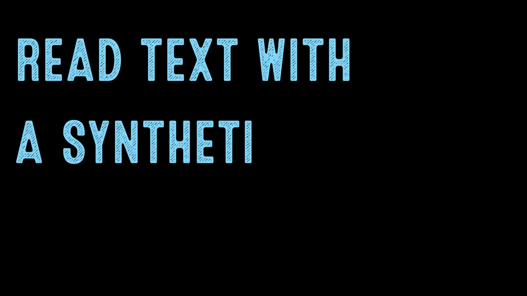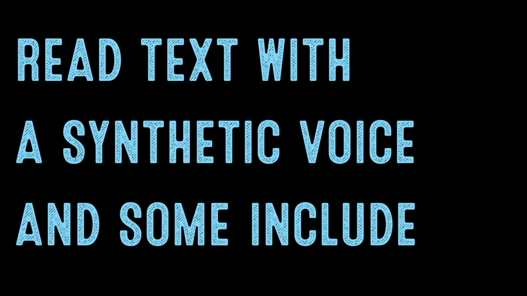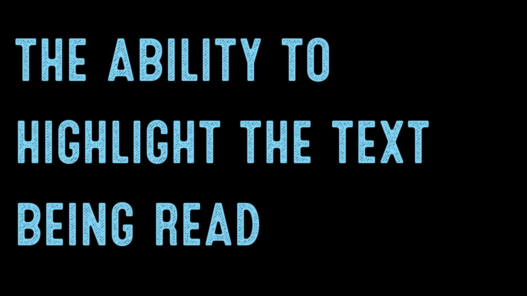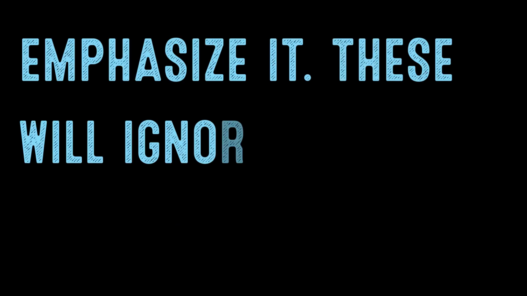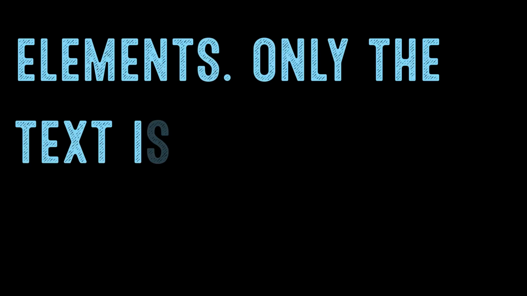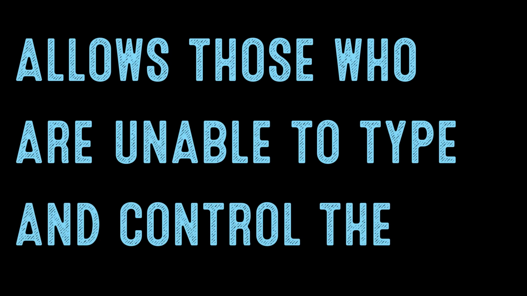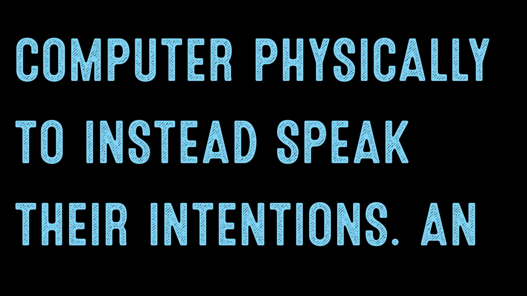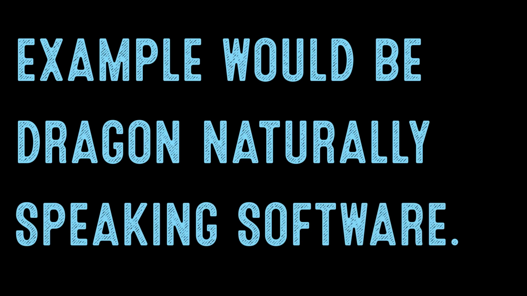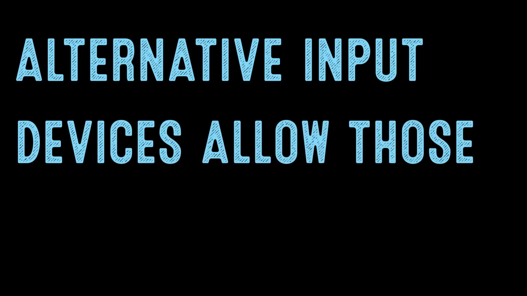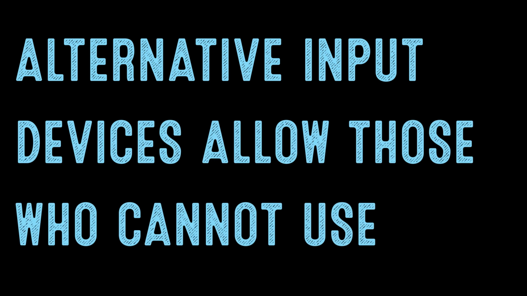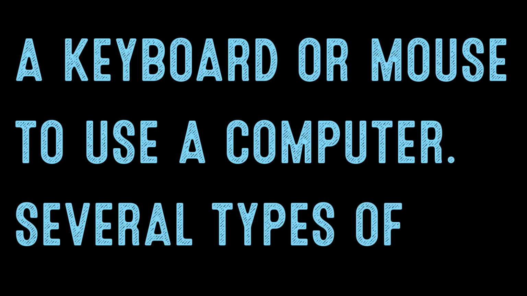Text readers help those with learning disabilities. These read text with a synthetic voice, and some include the ability to highlight the text being read to emphasize it. These will ignore navigation and other elements, only the text is read. Speech input software allows those who are unable to type and control the computer physically to instead speak their intentions. An example would be Dragon Naturally Speaking software.